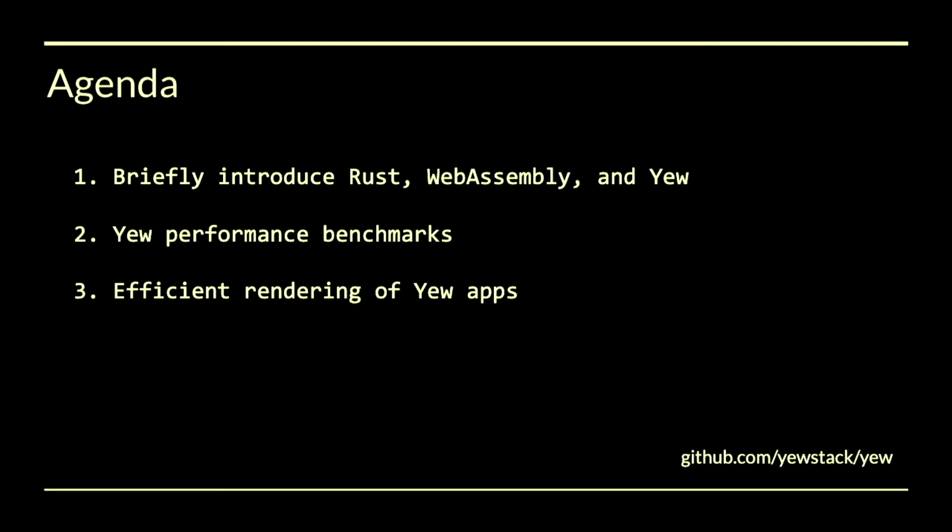So the agenda for today, we'll be talking about how to write fast web applications. I'm going to be focusing on the U framework. So what is U? It's a framework kind of like React.js, if you've heard of that. But it's written in Rust, and it targets WebAssembly. And so we're going to be talking about those two.